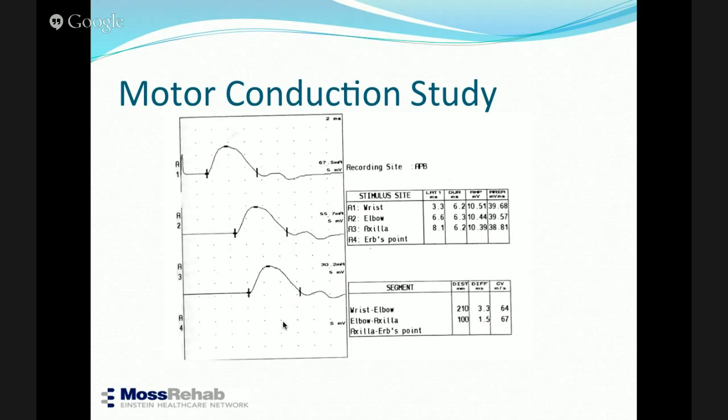So you will have to be very careful about trying to get similar shape and size. Size may be a little bit different. As you notice, as you go proximally, the amplitude gets a little bit smaller sometimes. That's because of phase cancellation.